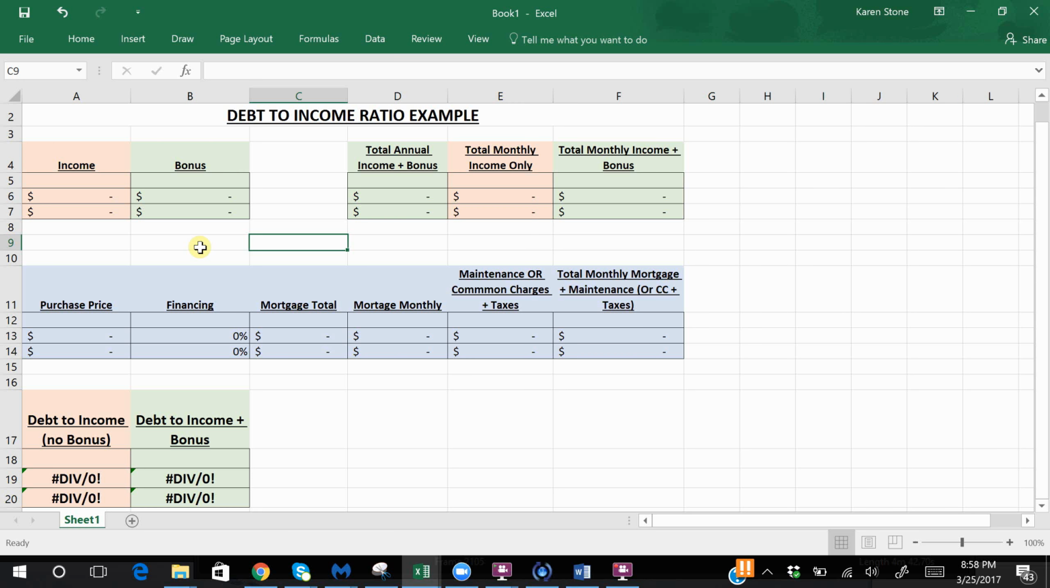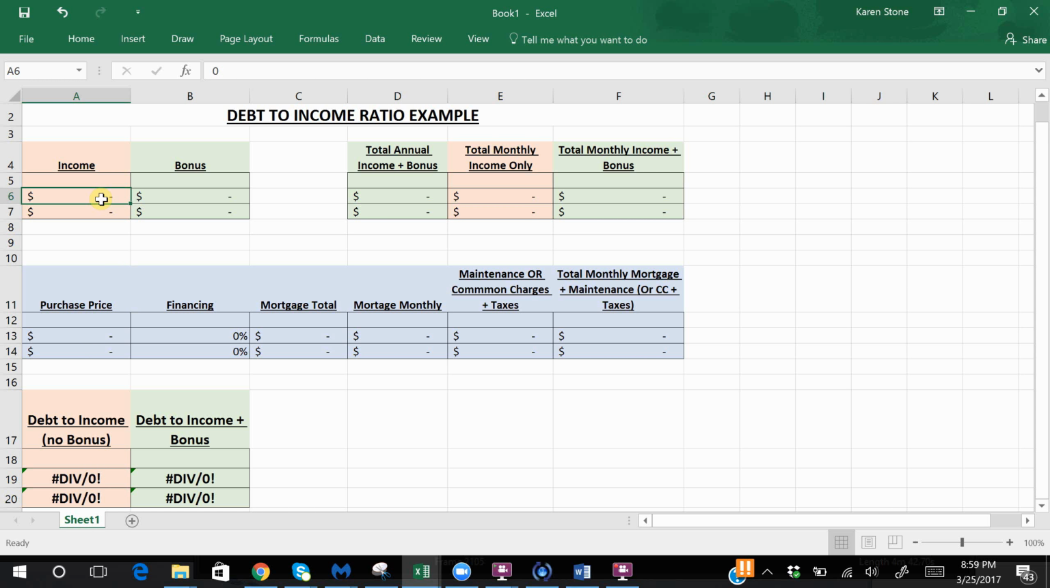So for the purposes of this example, I've broken this page out into a few different sections, starting with our income and bonus up here. This will auto calculate all the monthlies, right? Because we're looking at the monthly income compared to the monthly debt. We're going to play around a little bit with the purchase price and how much you're financing. I did not include any particular interest rate, but for the monthly mortgage, I did calculate the total mortgage amount over 360 months. We'll type in what the maintenance or the common charges and taxes are, and then it will auto-populate what the debt to income ratio is.